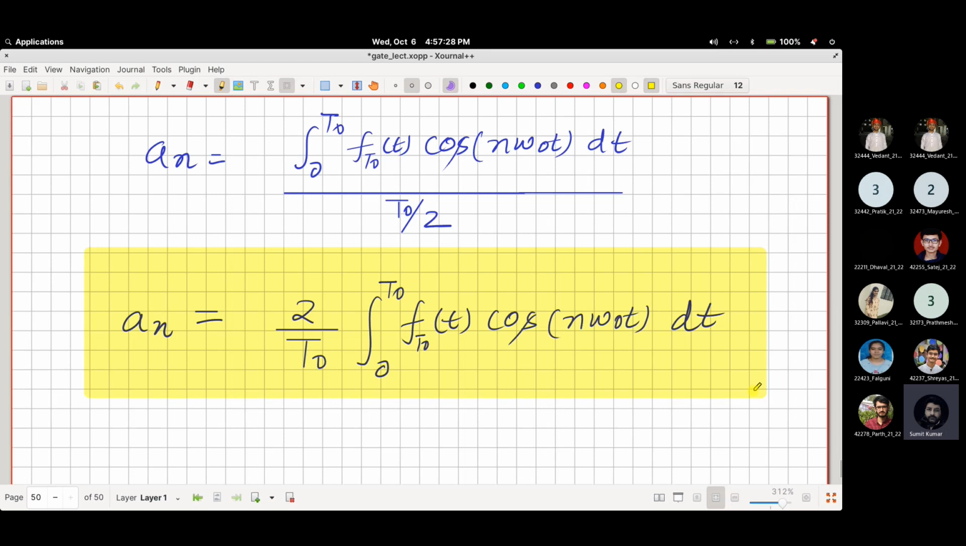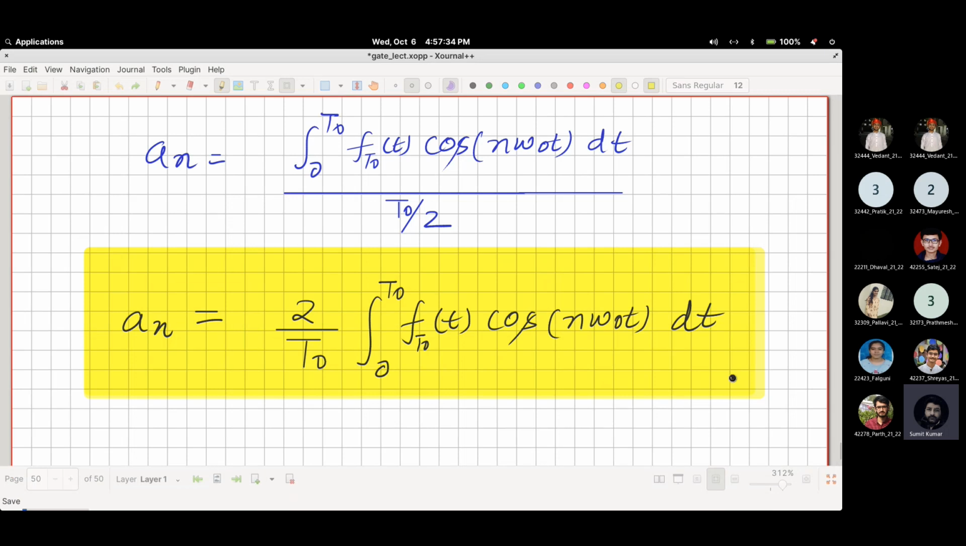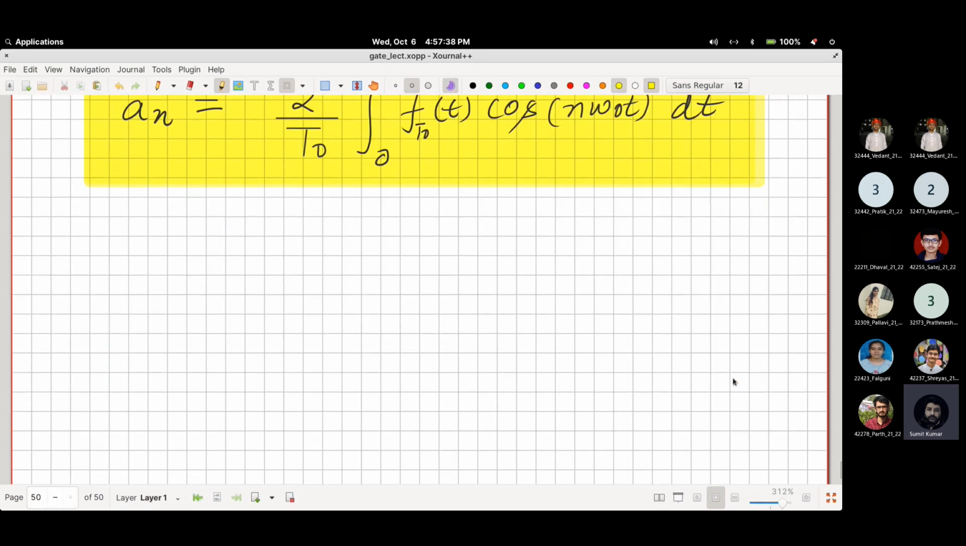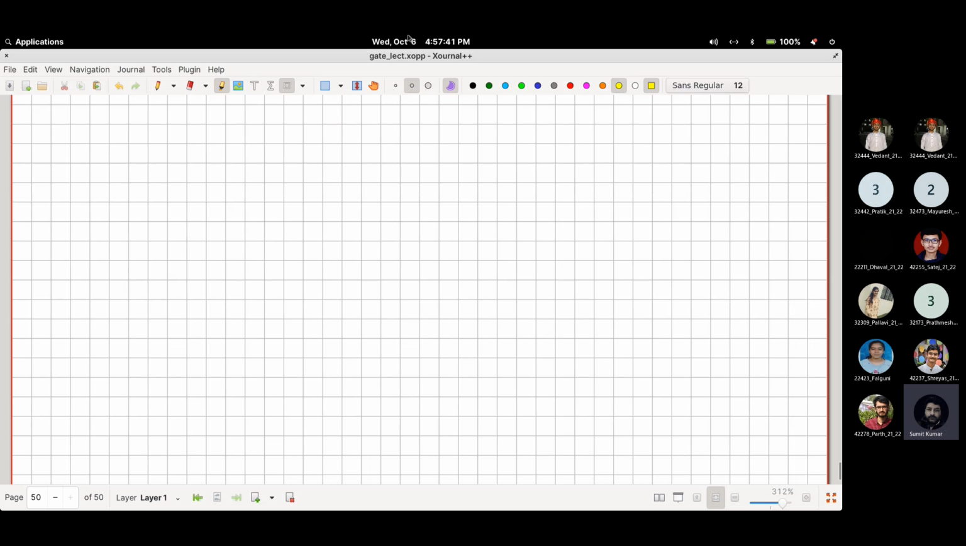If you have any confusion or any doubt, you can ask without hesitation, okay? You should not take confusion from the class, okay? So we have calculated an. In a similar manner, we can also compute bn, isn't it? So what is going to be our bn? Bn will be what? Dot product of f(t) with what? Sin n omega naught t, isn't it?